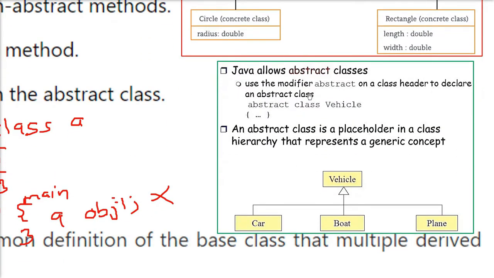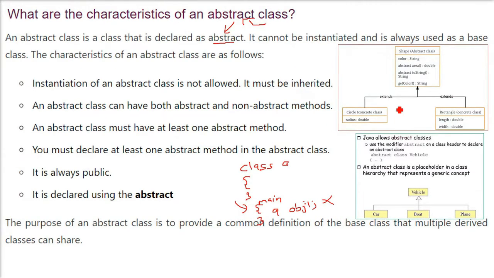This is about Java. When you write a class, it can have any name, but the type should be abstract in order to make an abstract class. So you have to use the modifier abstract on a class header to declare an abstract class. The abstract class is a placeholder in a class hierarchy that represents a generic concept, and you have to implement that concept. Okay. Whichever class is inheriting, for example, we have an add function inside this vehicle.